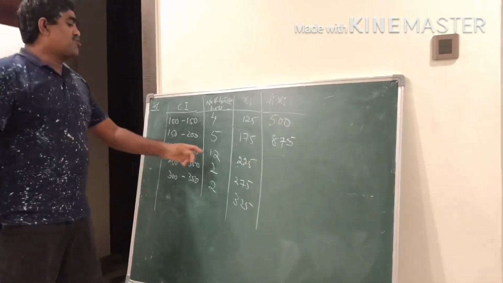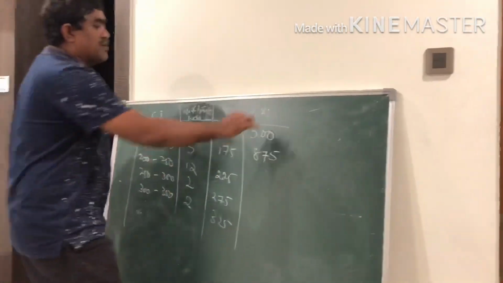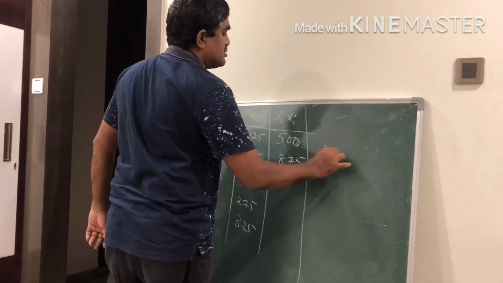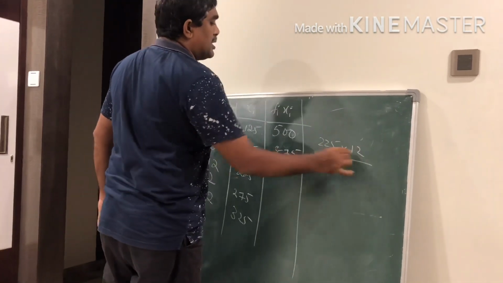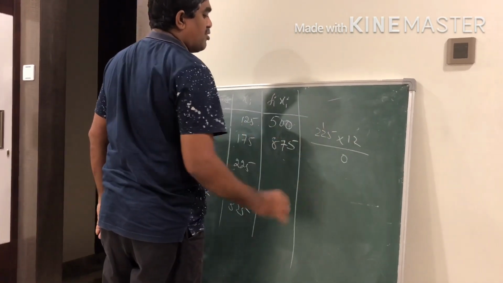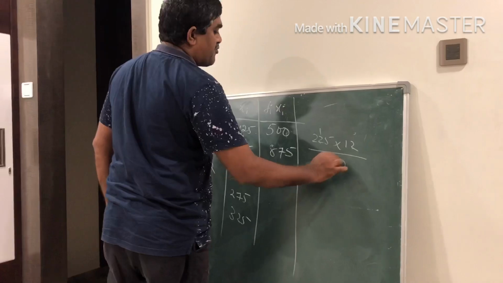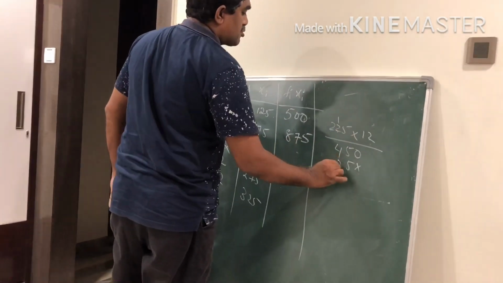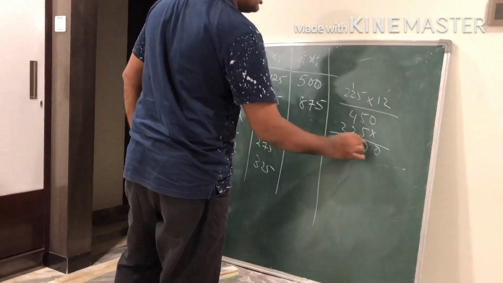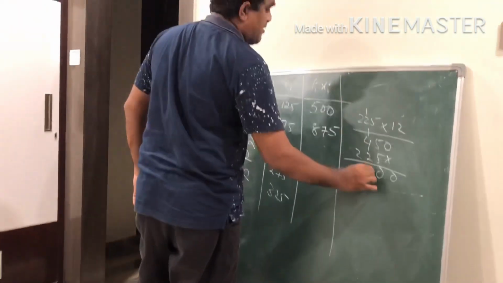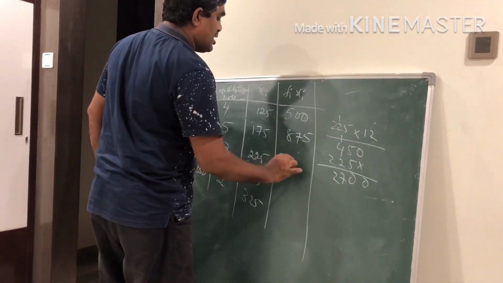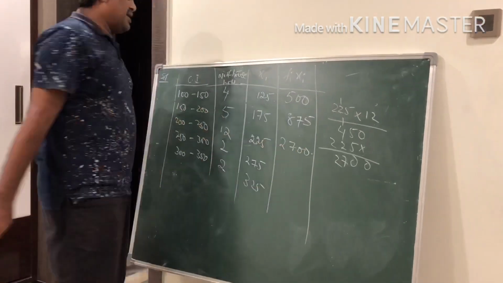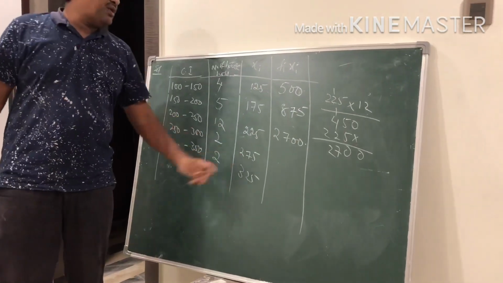875. 12 into 225. You know how to multiply 12 into 225? 2 5s are 10, 2 2s are 4, 1 5 and 2 2s are 4. So 2700. Then 2 into 275.